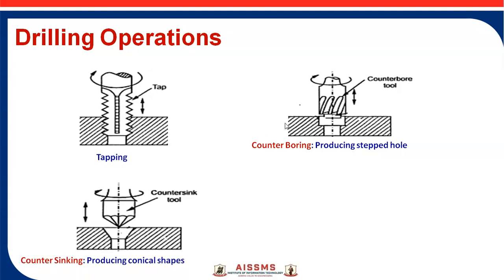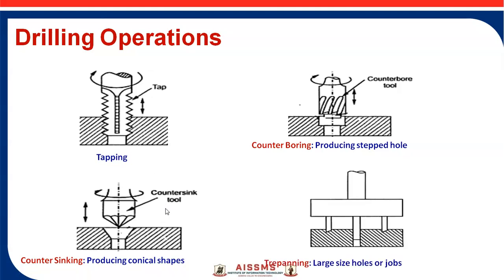Then next is counter sinking. Counter sinking is the process of chamfering the entrance of a drilled hole. The tool used for counter sinking is called a counter sink. Counter sinking is necessary for providing a recess so that the head of a countersunk screw or countersunk rivet can fit into the hole. This produces a conical shape at the end of the hole.